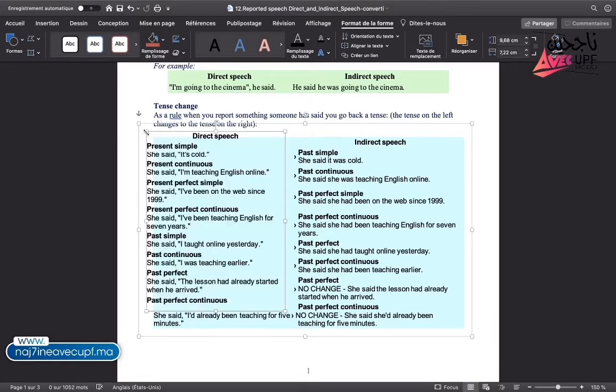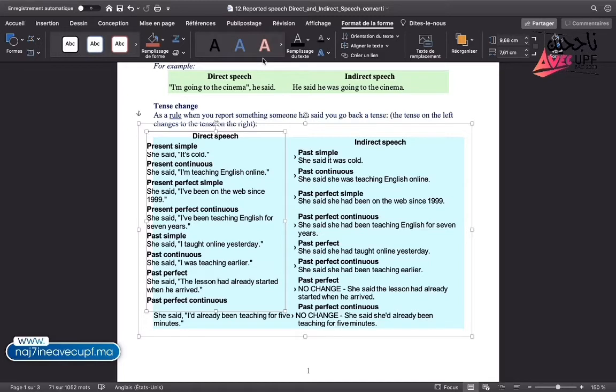The present simple: she said it is cold. Here we have the present. In indirect speech, the present becomes the simple past: she said it was cold. Present continuous: she said I'm teaching English online. It becomes past continuous in indirect speech: she said she was teaching English online.